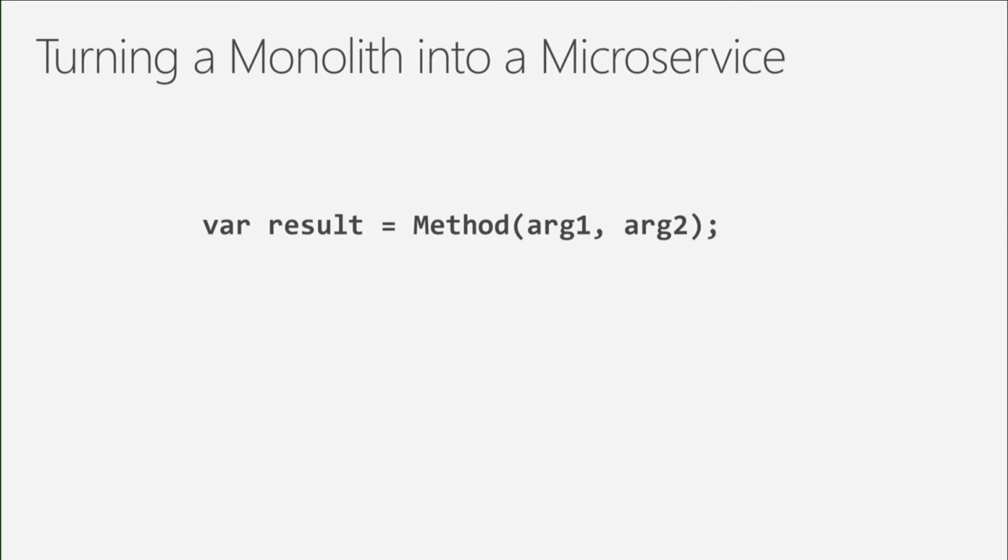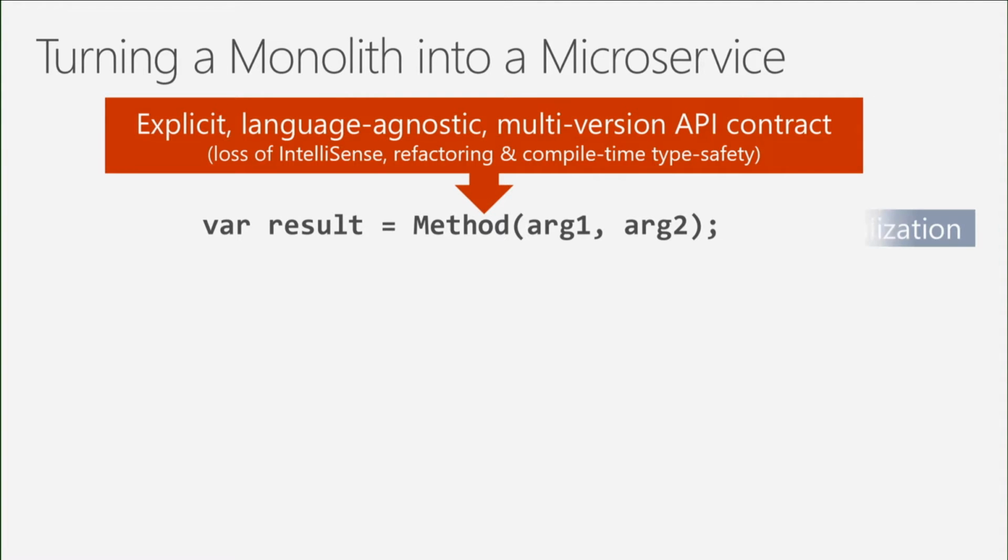And people don't, from my experience, people don't fully appreciate the cost of this. They think, oh, we're just going to replace the method call with a network call. But it's substantially more expensive. So in order to do it, the first thing you've got to do is define an explicit language-agnostic multi-version API contract. Because your service is going to be version 1, version 2, version 3. And you have a client that may be calling version 1 of the API or version 2 of the API, and you're going to need to maintain backward compatibility because you can't really update the clients and the servers at exactly the same time in any given system.